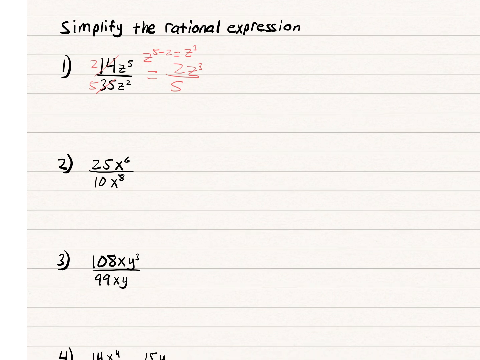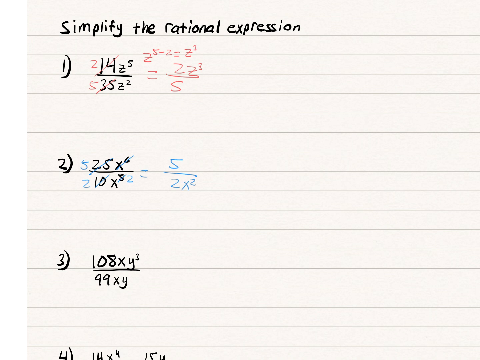All right, second one is a similar problem. 25x to the 6 over 10x to the 8th. 25 and 10 share a factor of 5, so we're going to divide them both by 5. So we get 5 over 2 so far, and then x to the 6 over x to the 8th. The most amount of x's that they share are 6. So taking out 6 from the top is nothing, and then taking out 6 from the bottom becomes 2 x's. So we get 2x squared on the bottom.